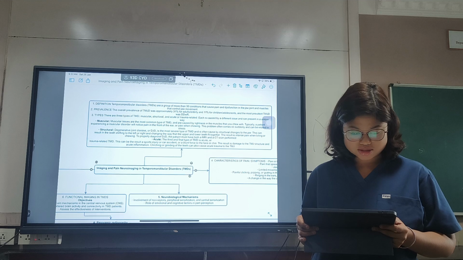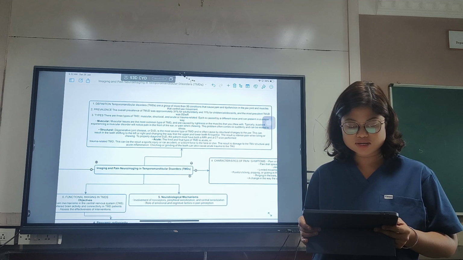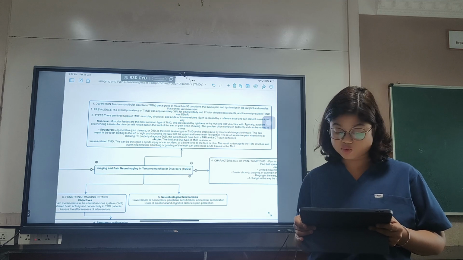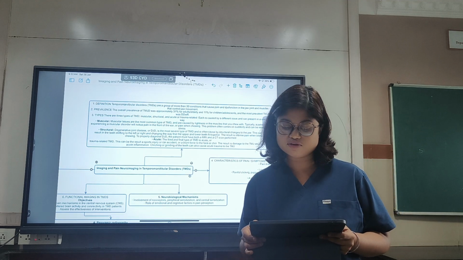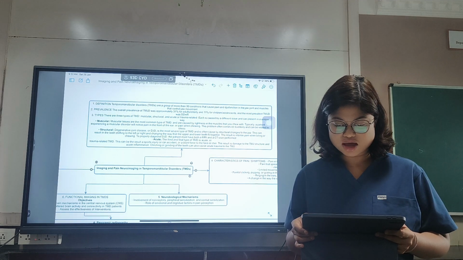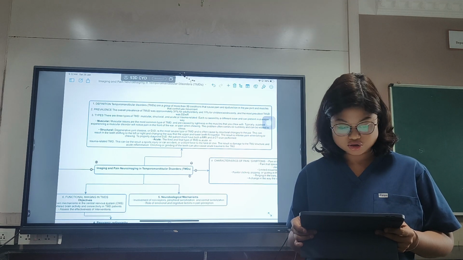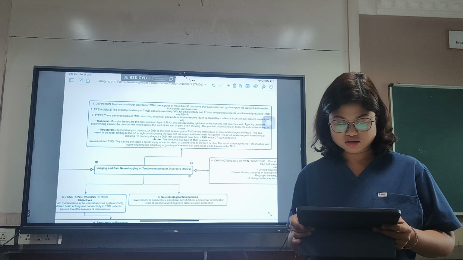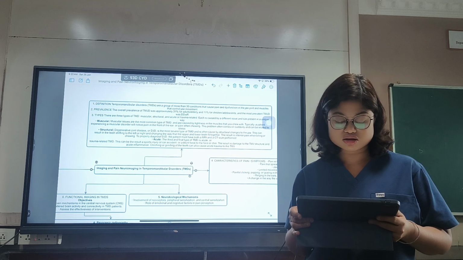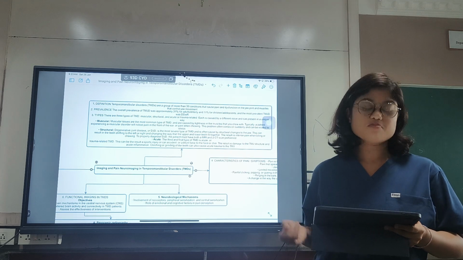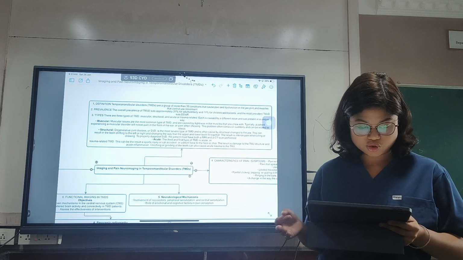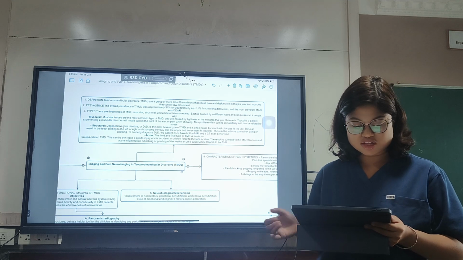Prevalence, according to one study, the overall prevalence of TMD disorders was approximately 31% of the adult and elderly population and 11% for children and adolescents, and the most prevalent TMD disorder was disc displacement with reduction. Types, there are 3 types, which are muscular, structural and acute. What are the characteristics of these 3?